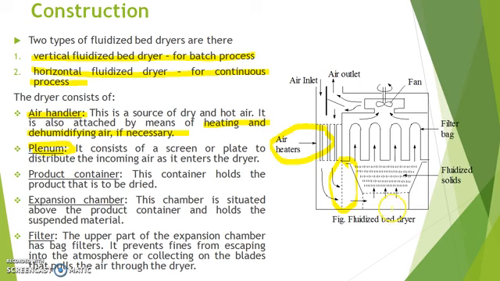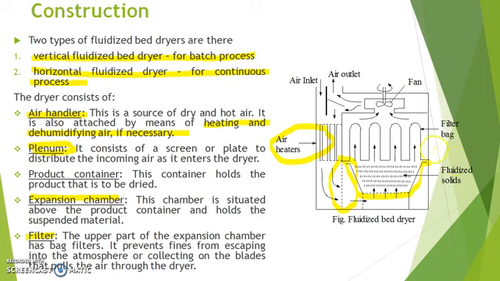Product container. The container holds the product that is to be dried. So this is the product container. This container has a perforated bottom through which the hot air can pass into the product. Now the next part is the expansion chamber. This chamber is situated just above the product container and holds the suspended material.